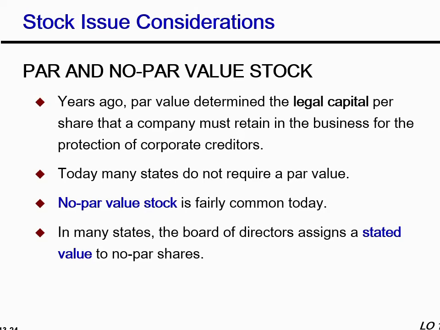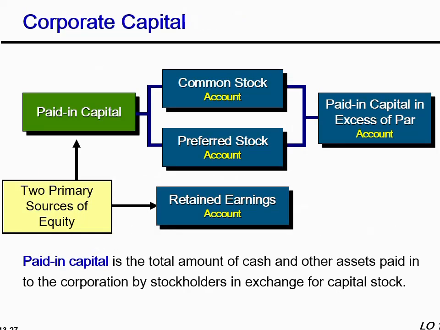Now let's see how the structure of owner's equity looks like in case of corporation. So in case of corporation, owner's equity has two primary sources. One is paid-in capital and the second one is retained earnings. What is paid-in capital? Paid-in capital is the total amount of cash or other assets paid into the corporation by stockholders in exchange for the capital stock. So paid-in capital includes the full amount which it has collected from the shareholders, it could be an amount, it could be any asset, but in exchange for the shares.